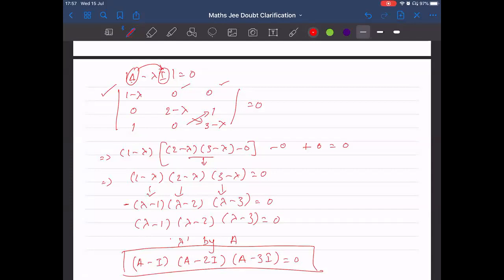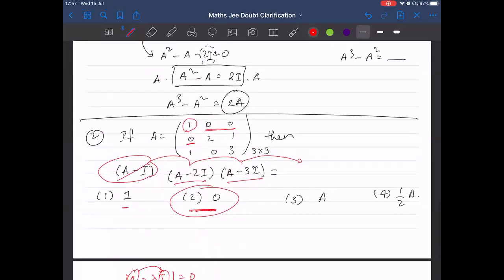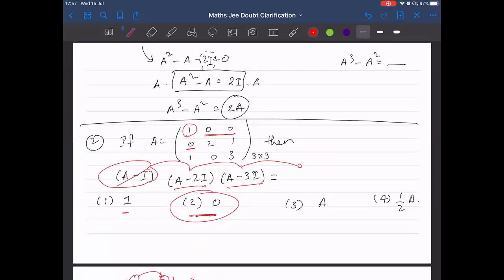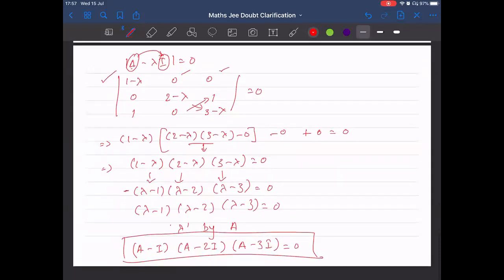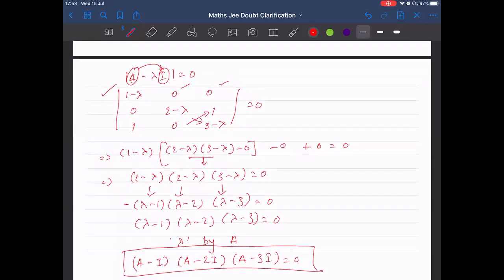The concept of characteristic equation, where we have to apply. How can I know, sir, in which problem I have to apply this characteristic equation? Whenever they are involving A square, A cube, A power 4, higher powers of the A matrix, then you should definitely think about using the characteristic equation. Our next problem will give much more idea why we have to use the characteristic equation for that problem.